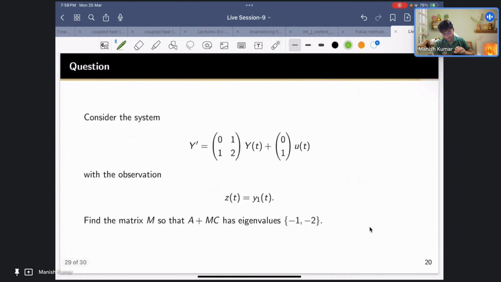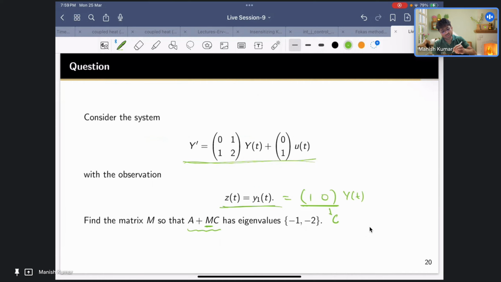Let us do one problem related to this one. So now the question is, you have to find a matrix. You have this control system and the observation is this one, which is nothing but 1 comma 0 times y1, y2, or y(t). So this is the matrix C, the observation matrix. Over here the question is that you have to find M so that A plus MC has eigenvalues -1 and -2.